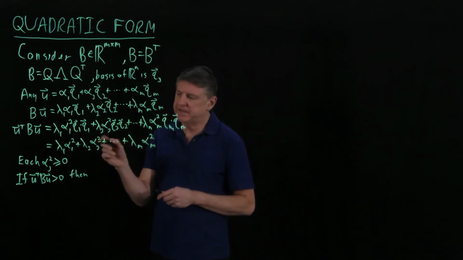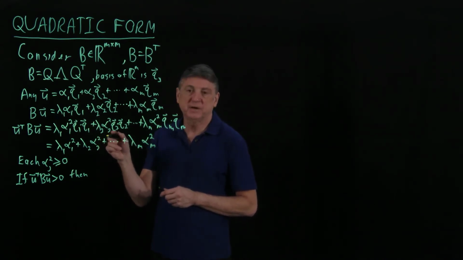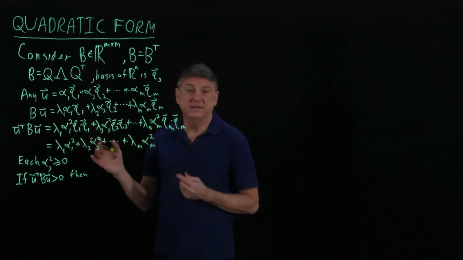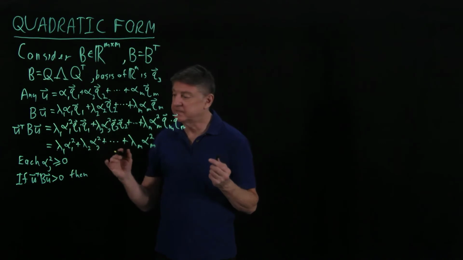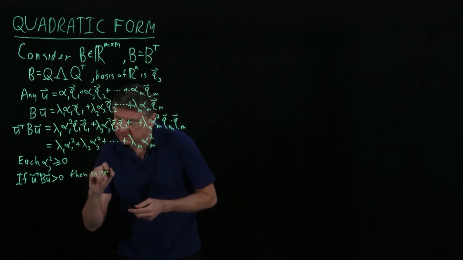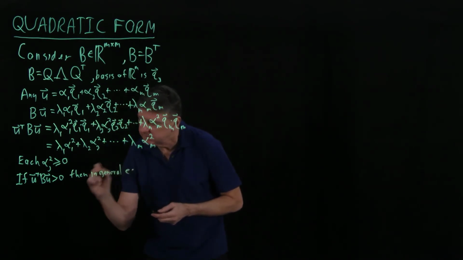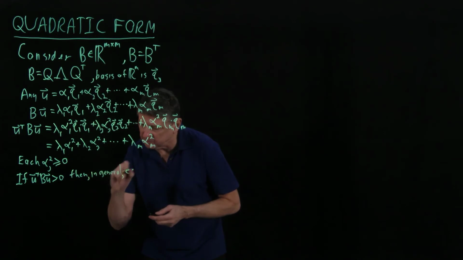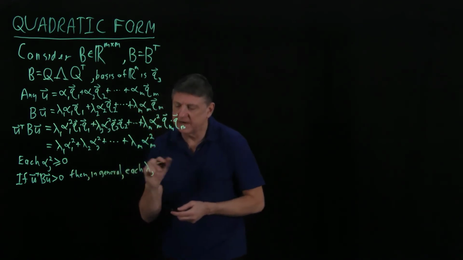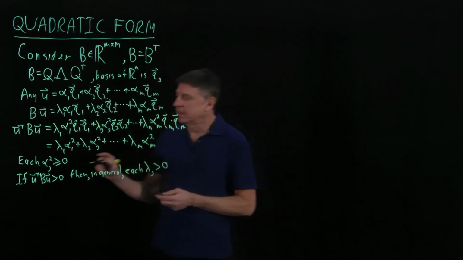Perhaps in a particular case, you might get some alpha j squared exactly equal to 0, but we're considering the general case, so in general, each eigenvalue has to be greater than 0.